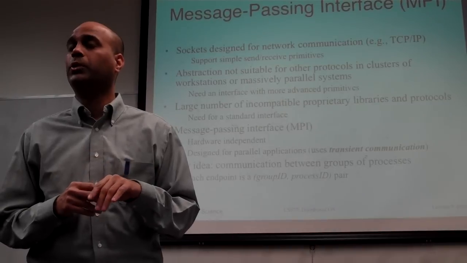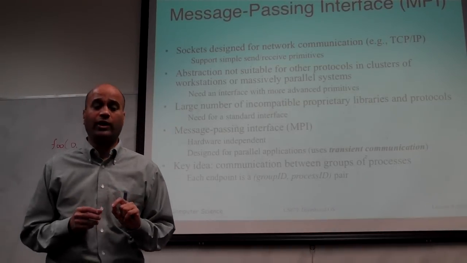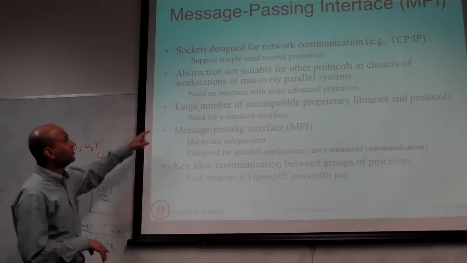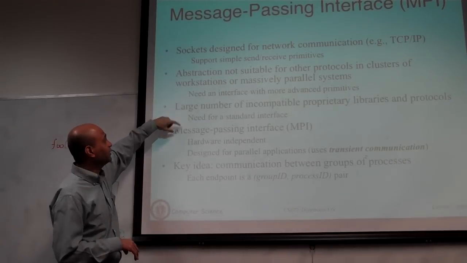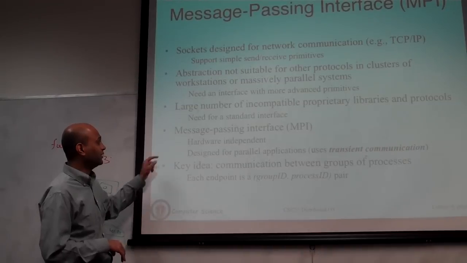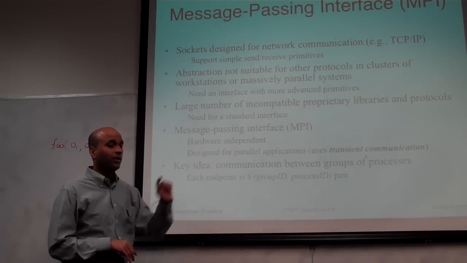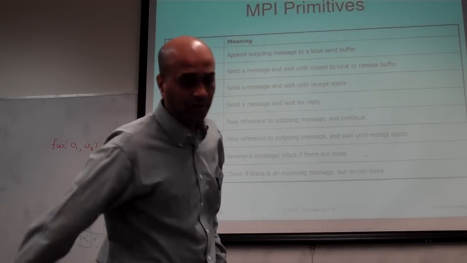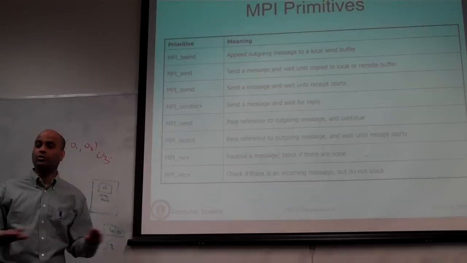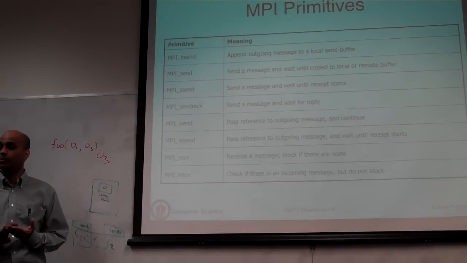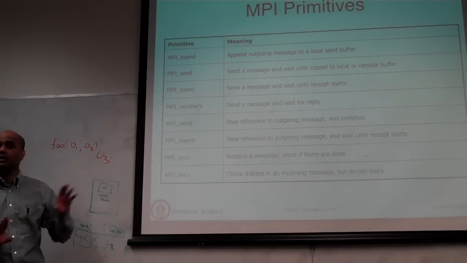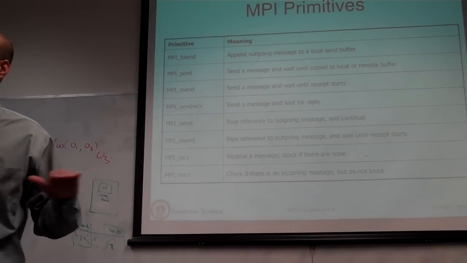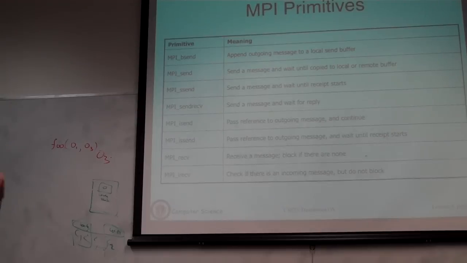MPI can actually give you better abstractions or lower overhead abstractions than standard TCP/IP. It is used in a cluster of servers, and it is designed for parallel applications and what is referred to as transient communication. So I'll show you some example primitives. We are not going to go into a lot of detail on MPI, neither do you have to program using MPI. It's just good to understand what it does and how it generalizes the notion of Berkeley sockets.